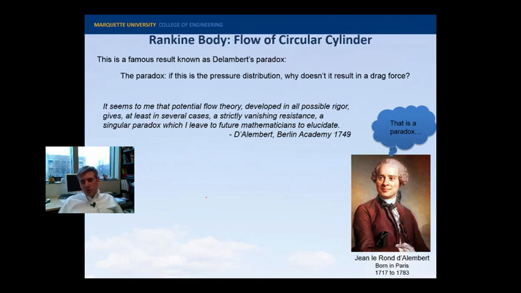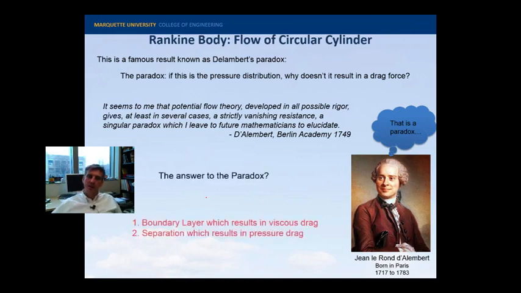What is the solution to this paradox? The answer is boundary layer theory and separation. So it wasn't until the early 1900s, right, that Prandtl came along and really cemented this idea, convinced everybody that the boundary layer was a real thing. And we'll talk a lot about boundary layers later in this course, but not right now.